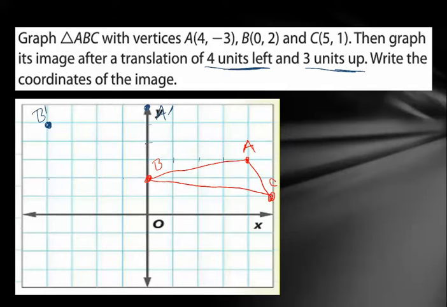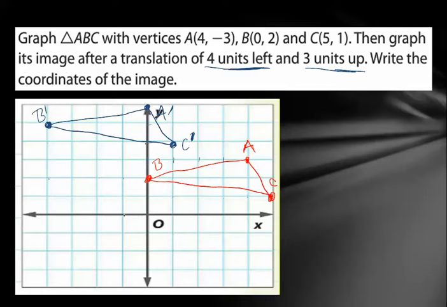And then the last one is C. Go over to the left 1, 2, 3, 4, and then up 3: 1, 2, 3. And here is my C prime, C prime, not C squared, C prime. And I should get the same exact triangle, but in a new position. See? So this is my C. This is our new image. And what are the coordinates? I forgot to write those in.